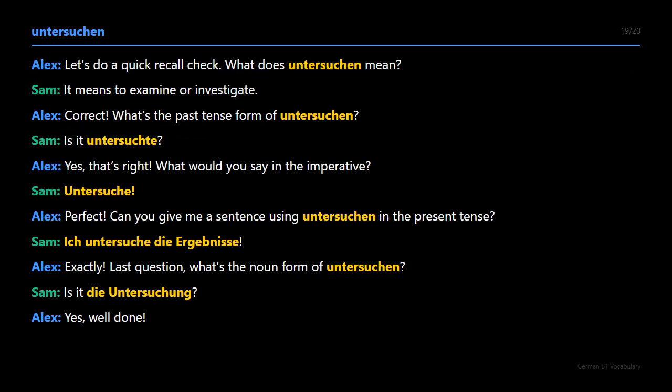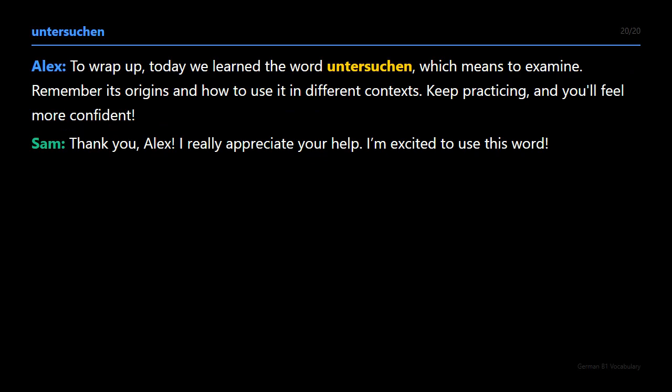Yes, well done. To wrap up, today we learned the word untersuchen, which means to examine. Remember its origins and how to use it in different contexts. Keep practicing, and you'll feel more confident.